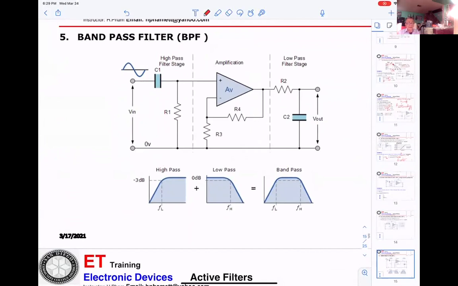We already get the high pass part. We already get the low pass part. They can be 2 pole or 3 pole, doesn't matter. 1 pole, they are down 20 dB. 2 pole, they are down 40 dB. 3 pole, they will be down 60 dB. And now the band pass.